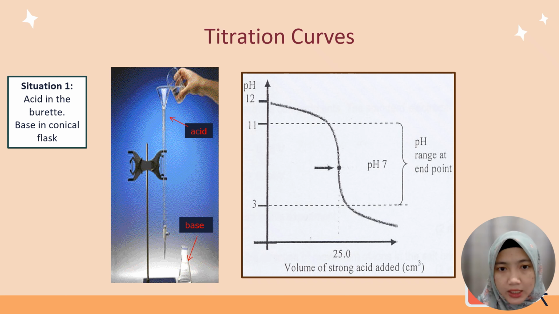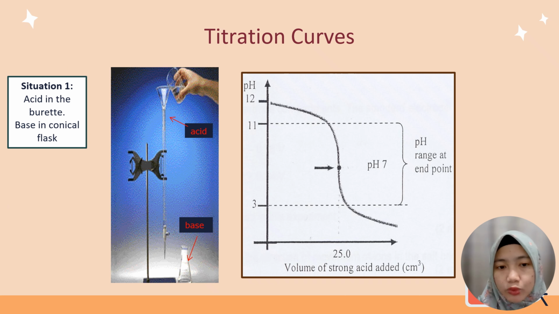For the y-axis, which is the pH, we need to monitor the pH of the solution inside the conical flask. In this case, it is a basic solution. Before we start with the titration, what would the pH be inside the conical flask? The pH would be high because it is a basic solution. For example, here the pH is 12. So initially, we will start with a high pH.